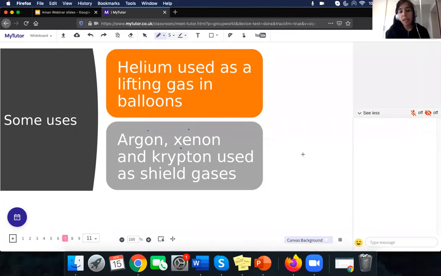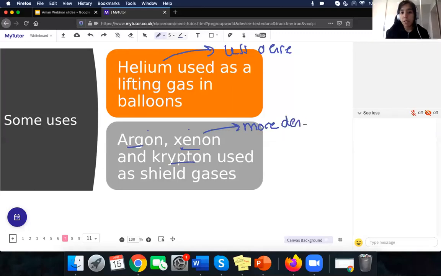So the main thing with argon, xenon, and krypton protecting these metals is that it stops them corroding. So remember that a lot of metals can react with oxygen and corrode and rust. And if we want to stop those, we can use these non-reactive noble gases. And what they will do is they will protect that metal from reacting with oxygen. And the reason here is because they are more dense than air. So helium is less dense than air, but argon, xenon and krypton are more dense than air.